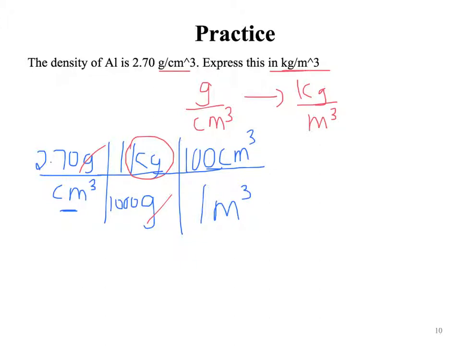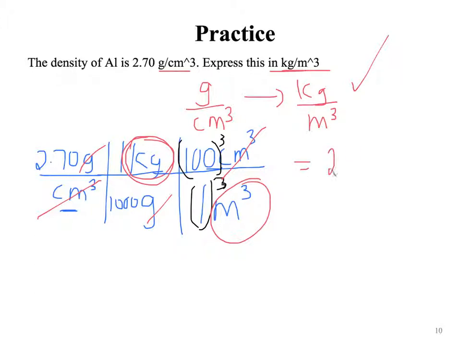And I know that there are 100 centimeters in 1 meter. But remember, if I cube the unit, I've got to cube the number, so it becomes 100 cubed over 1 cubed. Then my centimeters cubed cancel, and I'm left with kilograms per meter cubed. And that's what I wanted, right? So multiply 2.70 times 100 cubed, divided by 1,000 times 1 cubed. You end up getting 2.70 times 10 to the third kilograms per meter cubed.